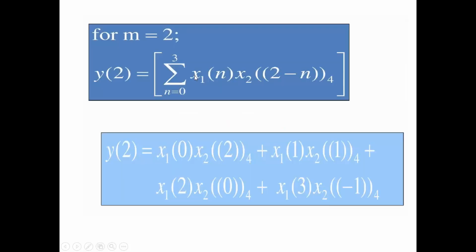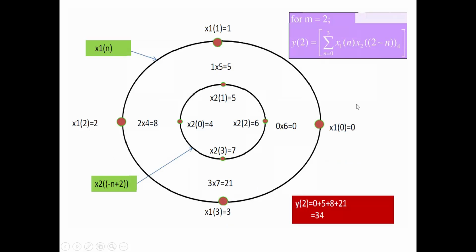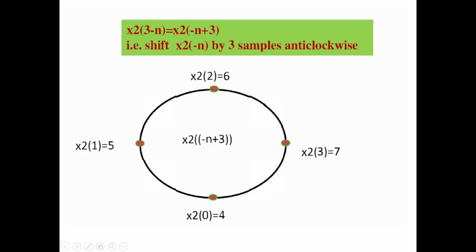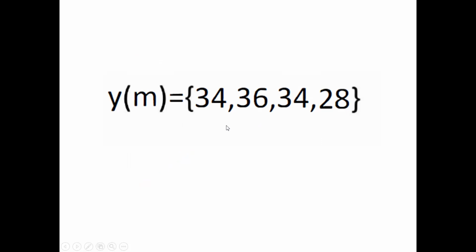Similarly, we will do for 2 minus n. Again, one more circular shift will be done in the anti-clockwise direction, x2 of minus n plus 2, right? And we calculate the value of y2, so we will get 34. Then we have to do it for m equal to 3. So when m equal to 3, we will again make one more shift and we will ultimately get y3 equal to 20, and that's our final sequence.